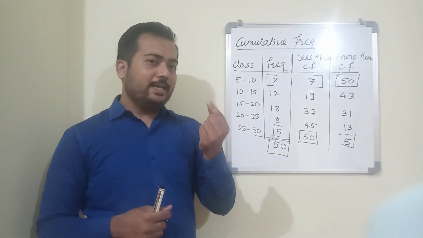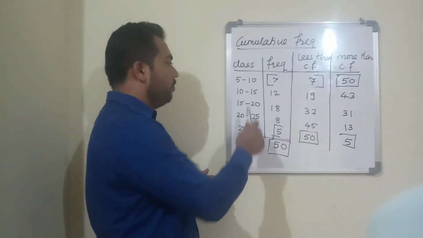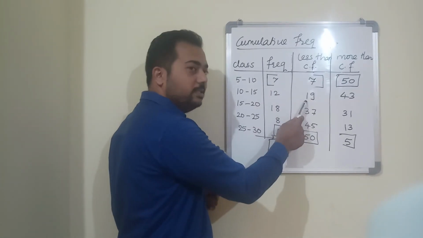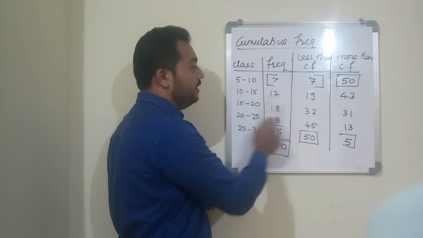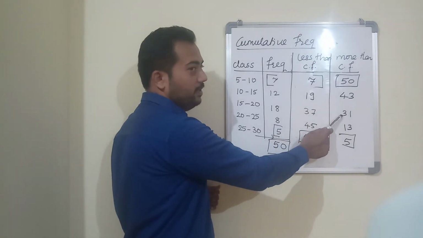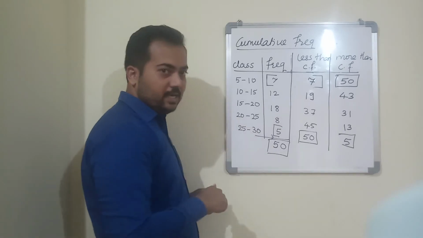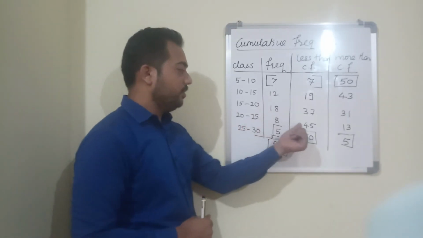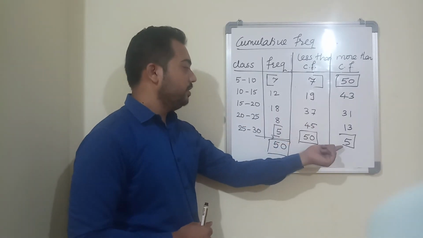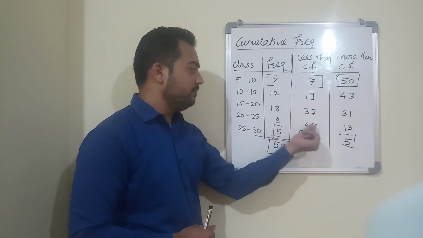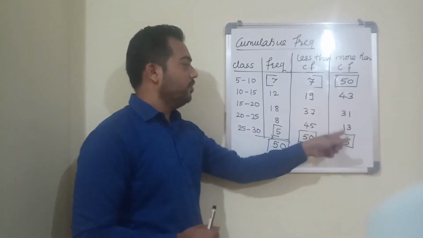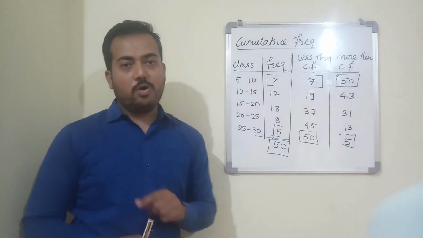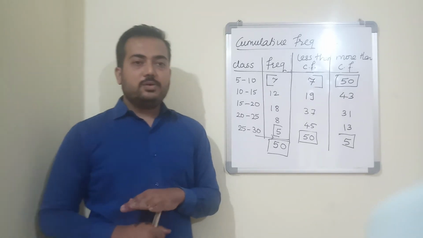Now if you consider any one number every time, for example if you want to consider 15, okay, so how many values are there which are less than 15? 19. And how many values are there which are more than 15 is 31. So 19 plus 31 gives the total values. You take any other pair. So for example 25. How many values are there which are less than 25? There are 45. And how many values are there which are more than 25? 5. So 45 plus 5, 50. So this way it tallies, any diagonal summation will always give you the total of all the frequencies. Alright. So that's all for this video.